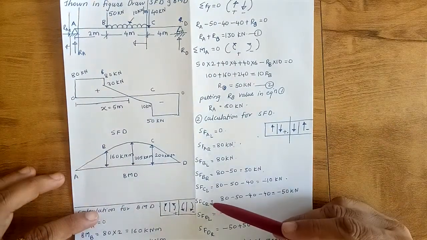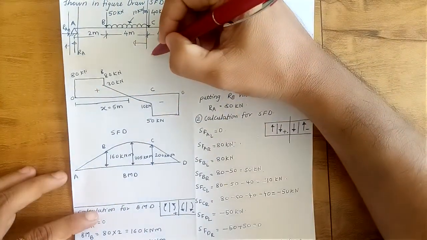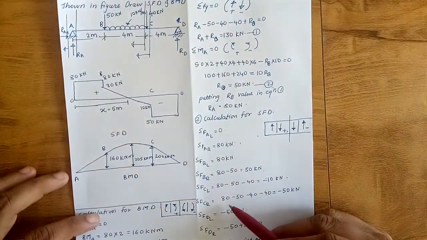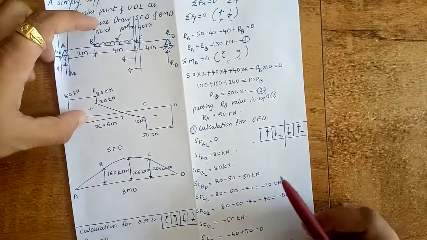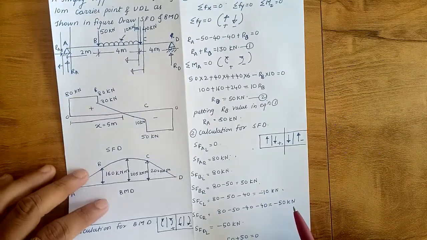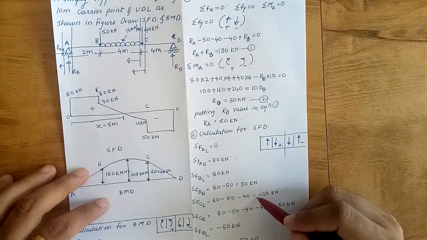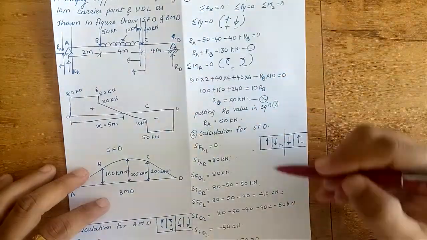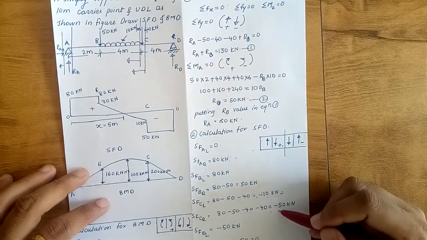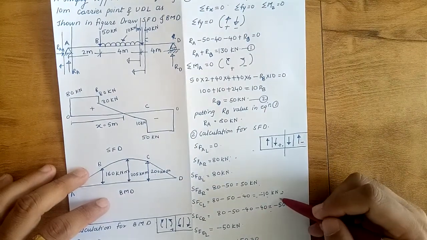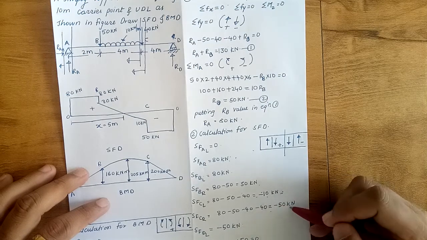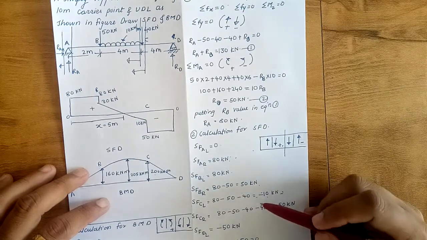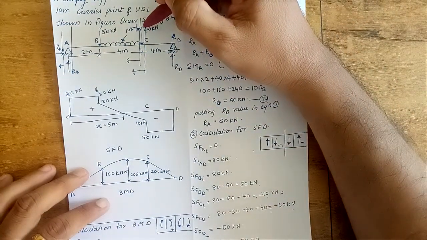Now, shear force at C right. I am considering the right side of this C and considering all the forces in the left side. So it will be positive 80 plus 80 minus 50 minus 40. So it will be minus 10 kilonewton. Okay, when I consider minus 40 plus minus 40, that will be considered as minus 50 kilonewton. Okay, shear force at C right. So I have to consider this 40 also.